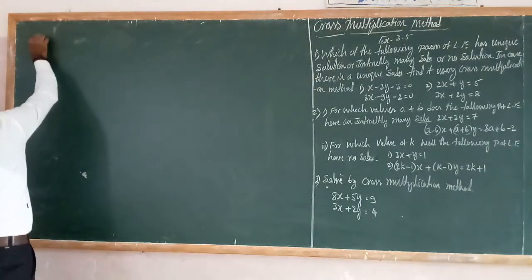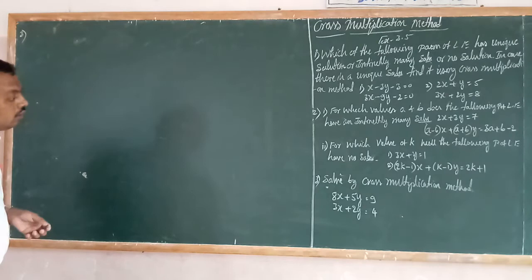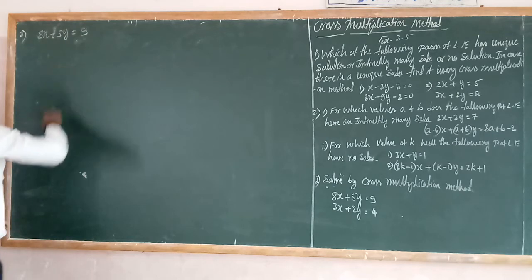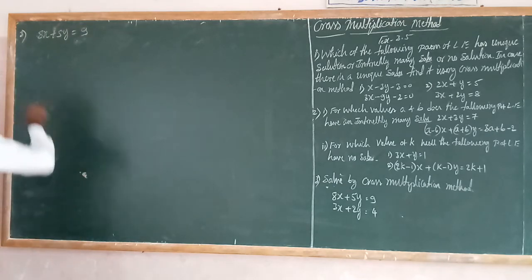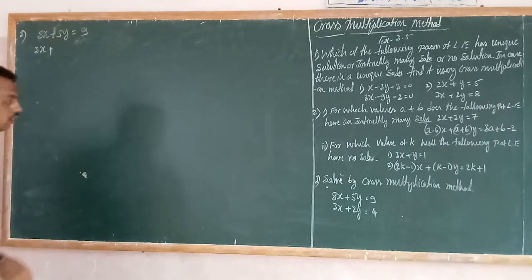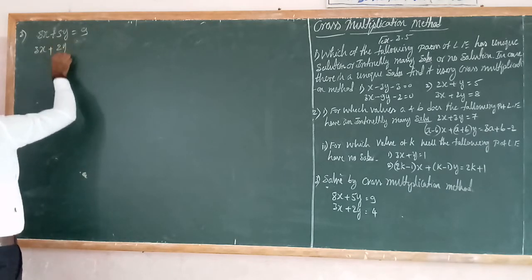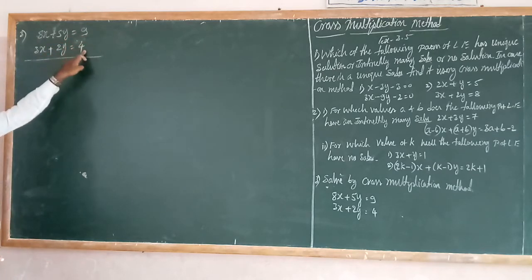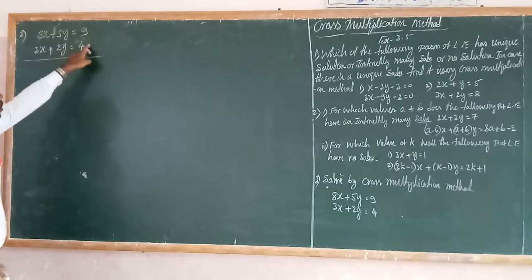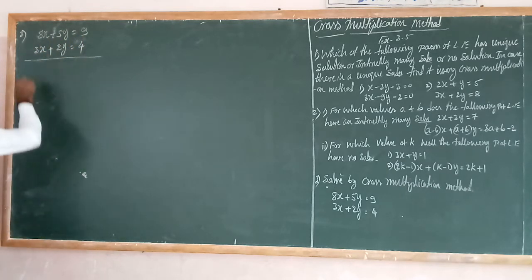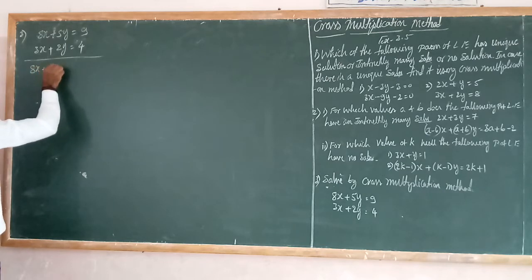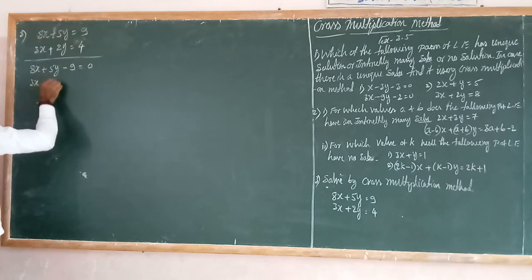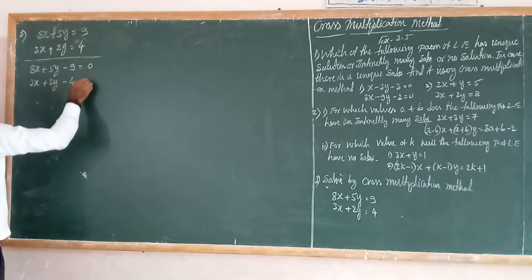In that, the third one, correct? 8x plus 5y is equal to 9, then 3x plus 2y is equal to 4. Okay, students. Here, on the RHS side there is a numerical term, so I will send this numerical term to the LHS. It becomes 8x plus 5y minus 9 is equal to 0. The second equation, 3x plus 2y, plus 4 becomes minus 4, is equal to 0.